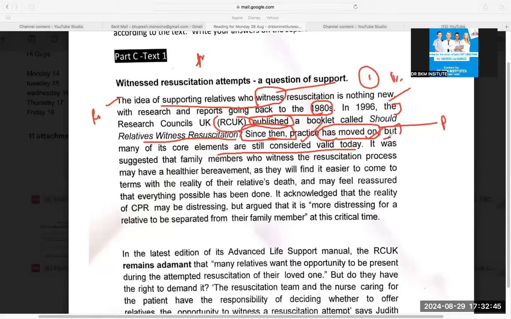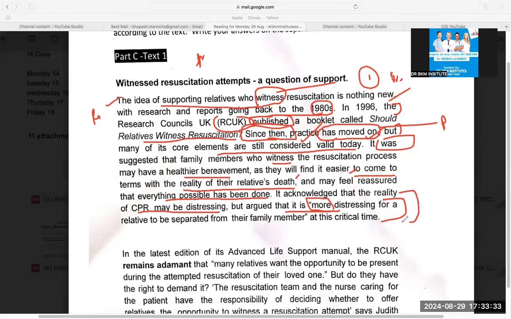It was suggested, now they have again gone to past. It was suggested that family members who witnessed the resuscitation may have a healthier bereavement, as they will find it easier to come to terms with the reality of their relative's death. So if they see the resuscitation process, they will have healthier bereavement, means they can say goodbye to the family member in an easier way, because they know the reality, and also they may feel reassured that everything has been done. It is acknowledged that the reality of the CPR may be distressing. Yes, reality can be distressing, but argued that it is more, now it is comparison, more distressing for a relative to be separated from the family members at this critical time.